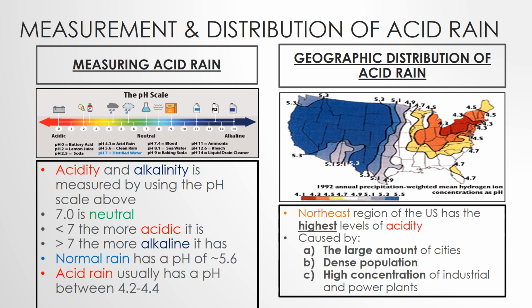The reason for the highest levels of acidity in the Northeast region is the large amount of cities, the dense population, and the high concentration of manufacturing, industrial, and power plants.